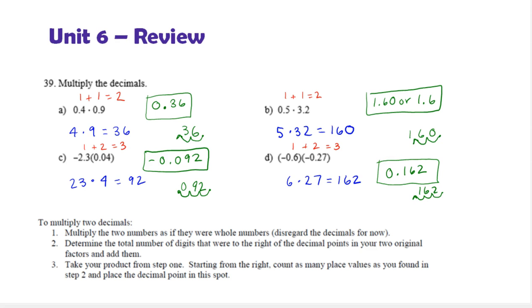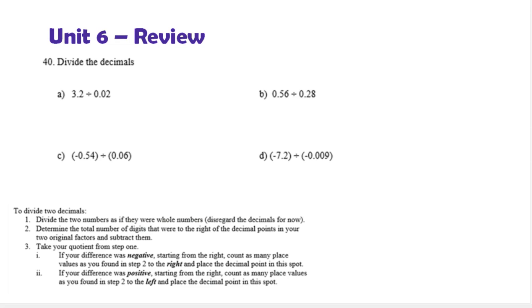Let's look at the next problems. In question 40, we're asked to divide the decimals. The process is very similar to multiplying. We're just going to have to switch a few things around for dividing. So they're all listed down here, but we'll just go through the process and work through this as we go. So first, we want to divide 32 by 2. So same thing, pretend there are no decimals, do the division, but you're going to divide instead of multiply. So here our result is 16.